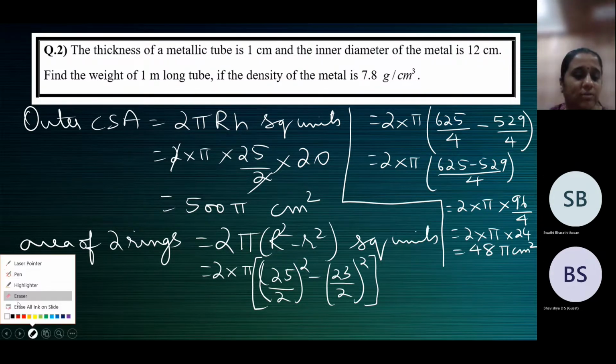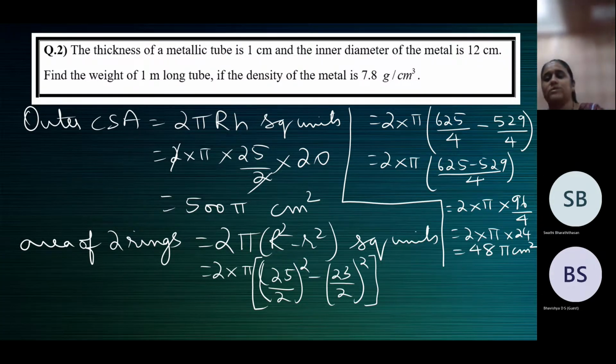Then taking the common denominator, 4 is a common denominator, so 625 minus 529 by 4. 625 minus 529 is 96. 96 by 4, which is 24. And 2 into pi into 24 is 48 pi centimeter square.